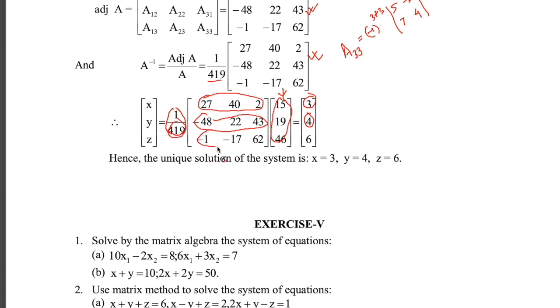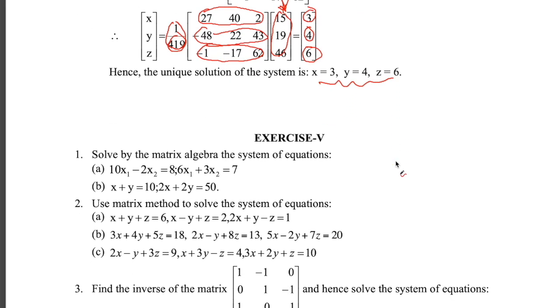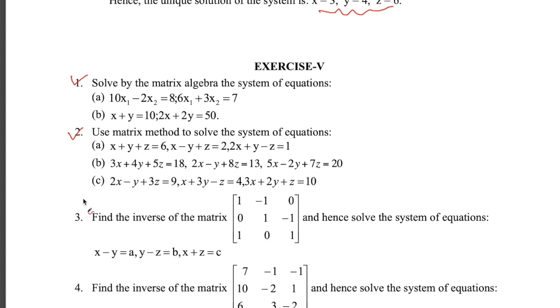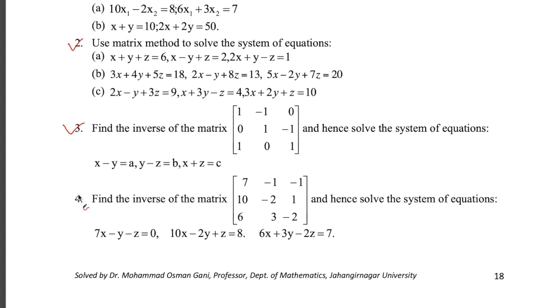Similarly, by the multiplication of this row and this column, you will get a result, you need to divide it by 419, you will get 6. So the solution of the given system is this: 3, 4, 6. This is how you can solve other linear systems. In this video I showed you a linear system of 2 variables and a linear system having 3 variables. Similarly, you can try these problems at home to solve by the inverse matrix method.